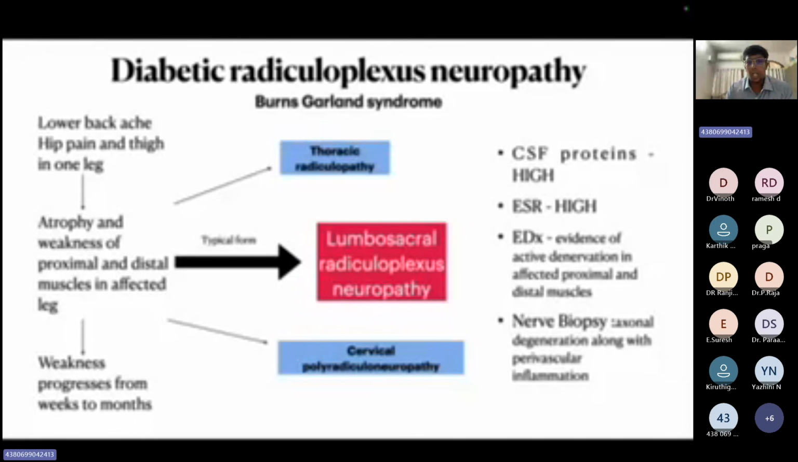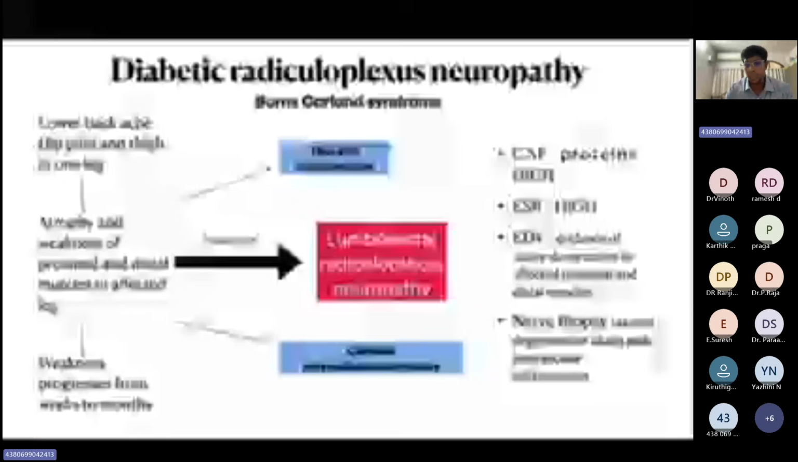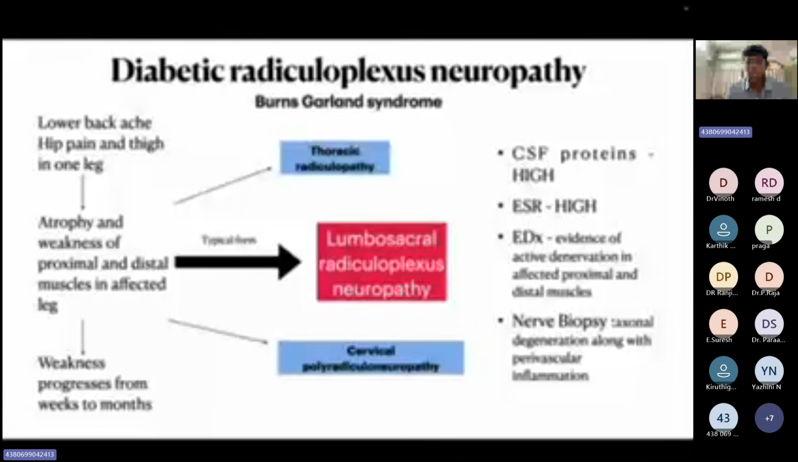The most common form is the typical form, which is lumbosacral radiculoplexus neuropathy, whereas the atypical forms like thoracic radiculopathy and cervical polyradiculoneuropathy can also occur, which is very rare.